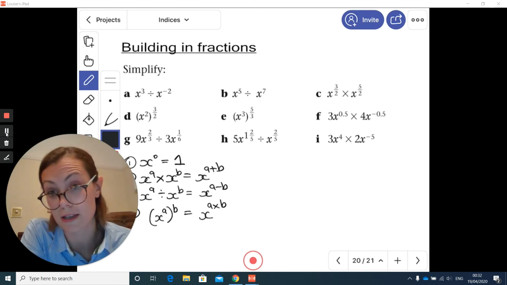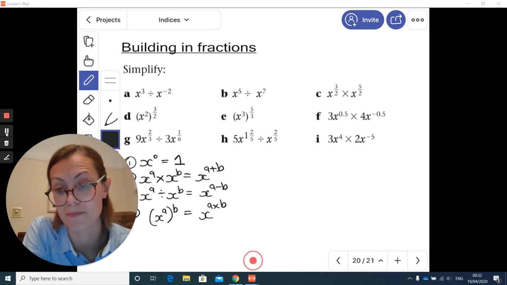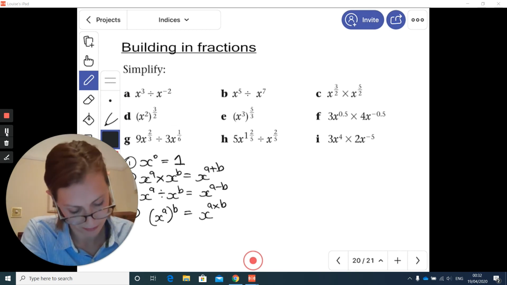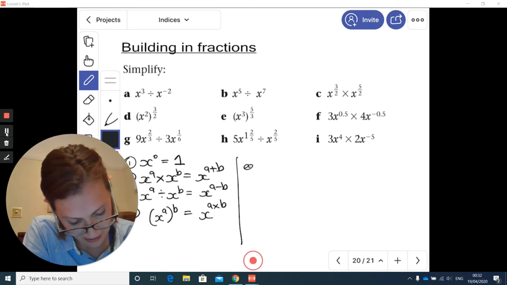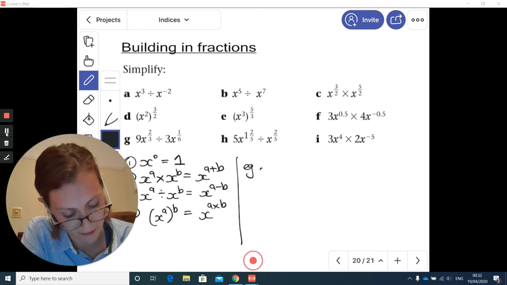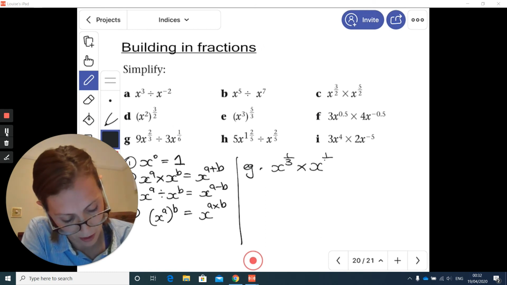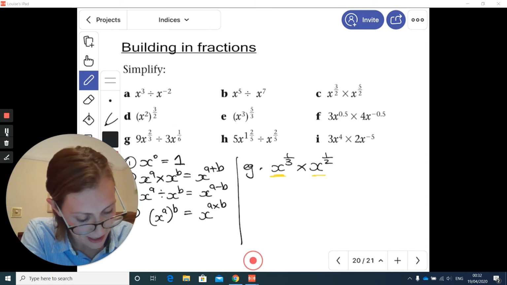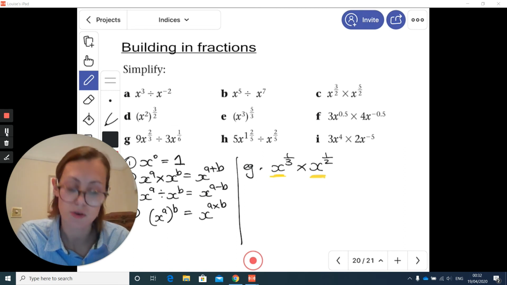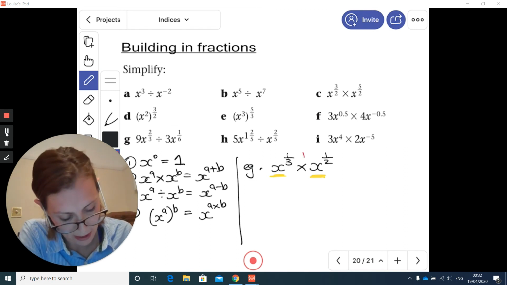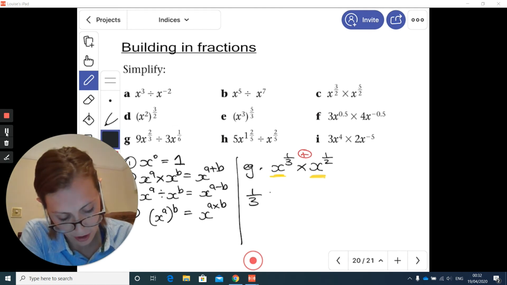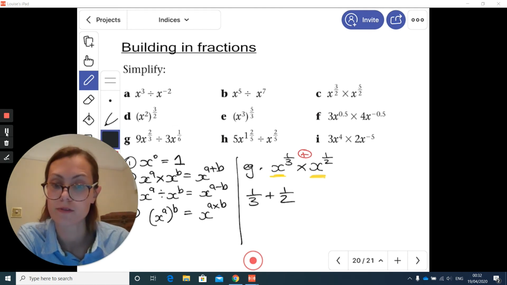So these rules are not going to change, even though now we're going to be looking at some more complicated problems. So let's start with an example. So E, I'm going to give you one similar to C. If I had x to the power of 1/3 times x to the power of 1/2. The rules apply, and you've got the same base here, x and x. So you can use rule number 2 and say, well, all I need to do is add the powers, which means that all I need to do is 1/3 add a half.